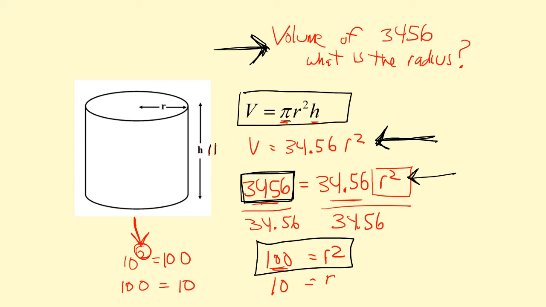And so r squared means r times r. So your first thought might be, well, the opposite of that is dividing by r. But that wouldn't help us really, because then we'd have two r's, one on each side. So we needed to figure out something to undo r squared. And in this case, we were able just to look at it and intuitively realize, well, what number times itself is 100? Well, 10 times itself is 100. So that's how we knew what r was.